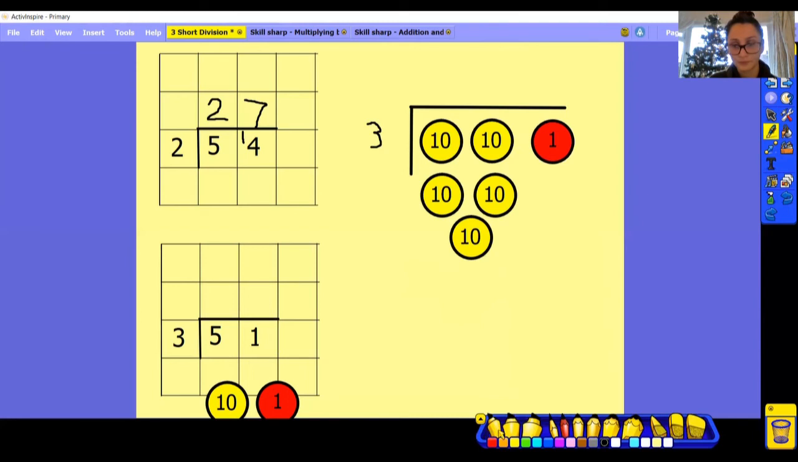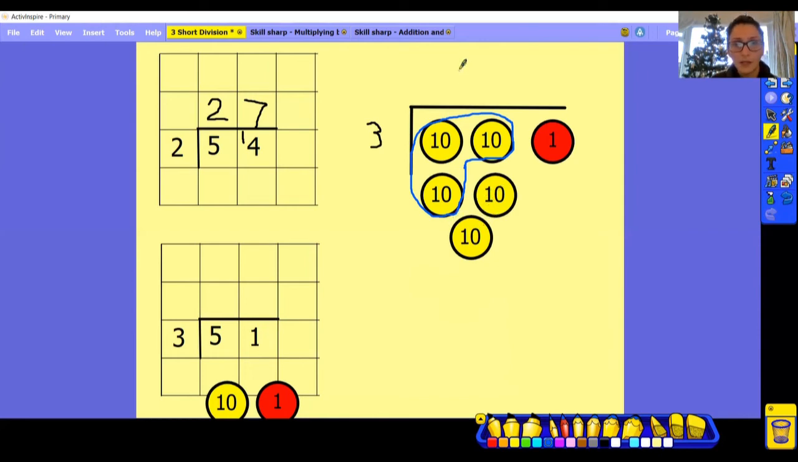So change the colour of this actually. So we're going to start with our tens column and we see how many groups we can have of 3. So I can have 1, 2, 3. Okay, I can't make any more because we only have 2 here.